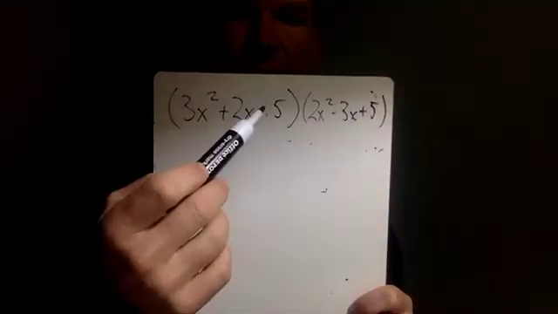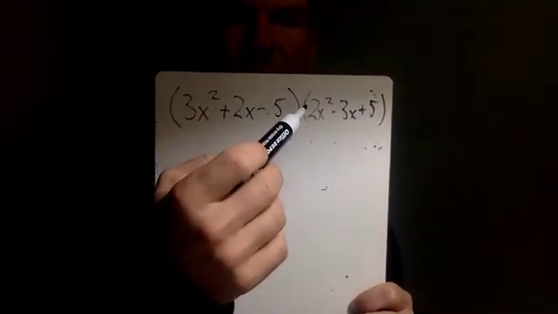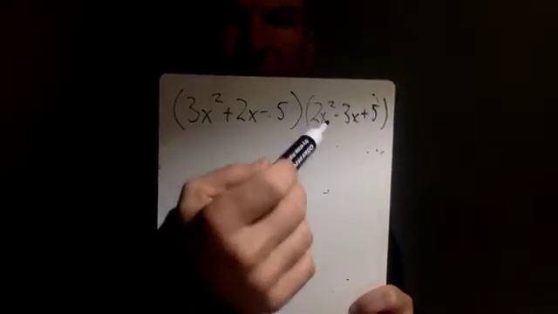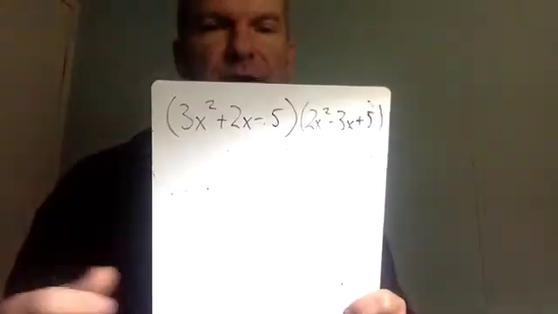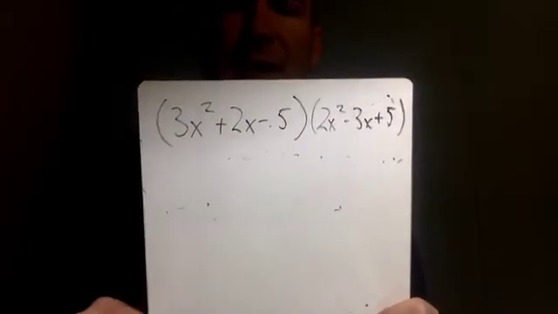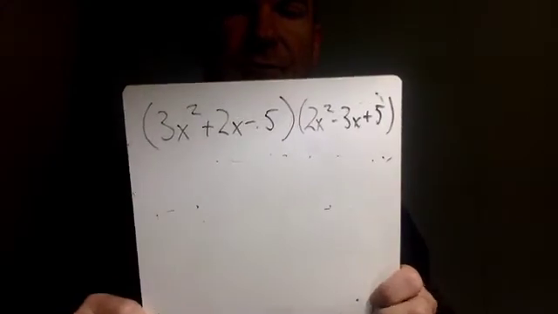That would give you 3 terms. This 2x would get multiplied by each one of those 3. That'd give you another 3, 6 terms. And the negative 5 by all those, that's another 3, 9 terms. So at the end, you'd have 9 terms you'd have to combine. So I guess I'll do this one real quick for you.